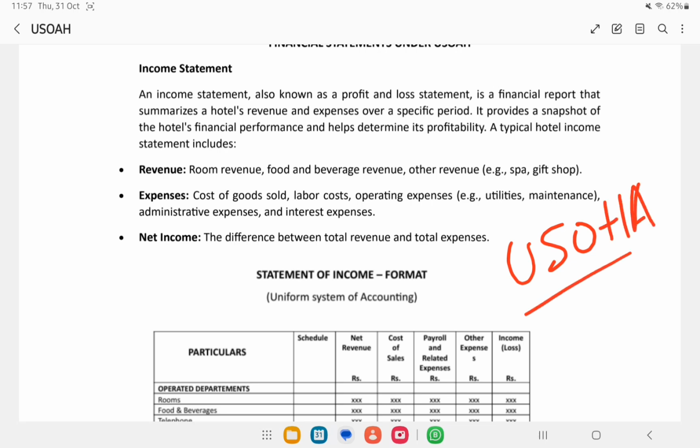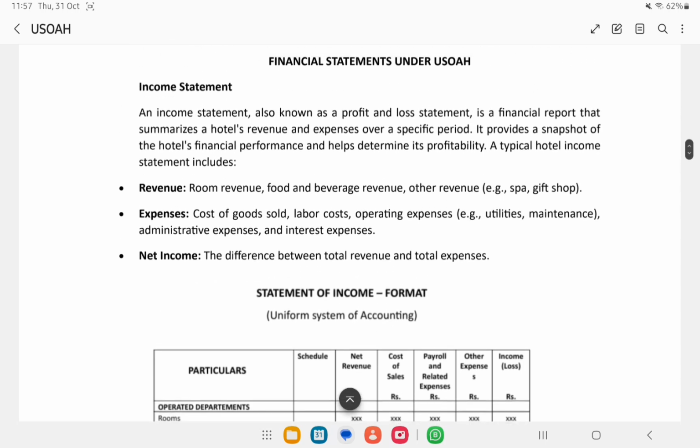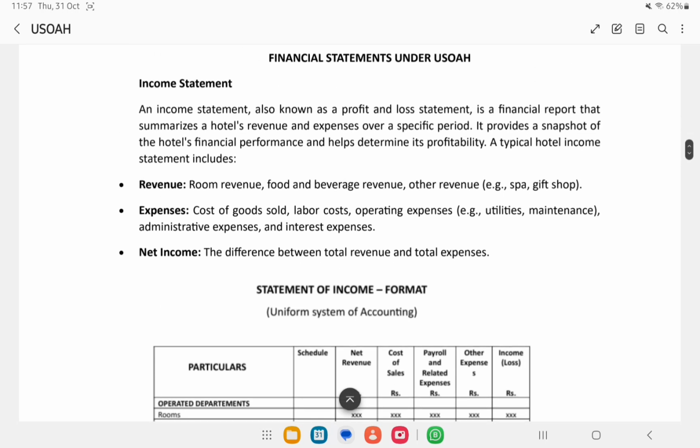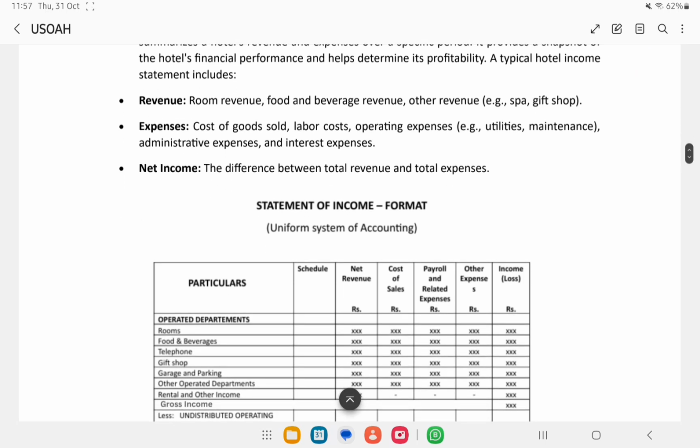This uniform system helps us to bring unity among the income statements and balance sheets prepared all over the world. So we can easily compare the financial performance of one hotel with another hotel. Because the income statement looks similar, the items look similar, and the practice also has some similarities. Now let's see, according to the US, it's a mistake. It is the Uniform System of Hotel Accounts, USOHA. Okay, spelling mistakes there, don't worry.